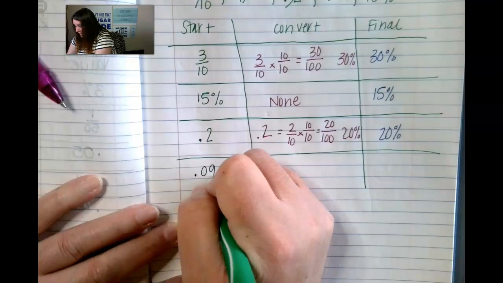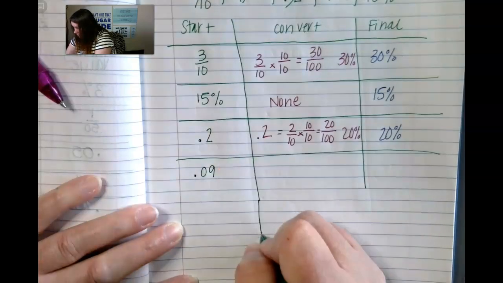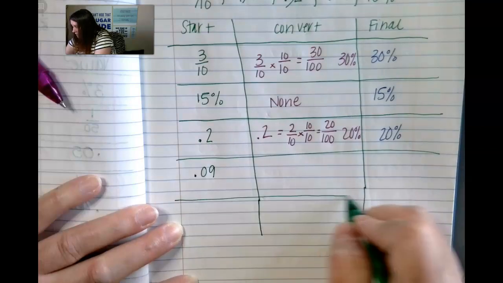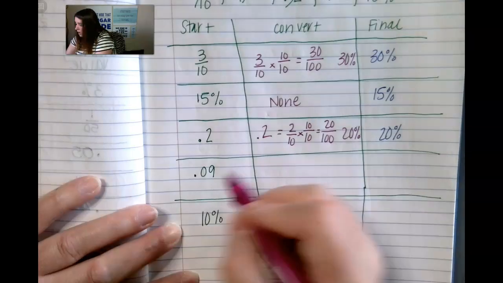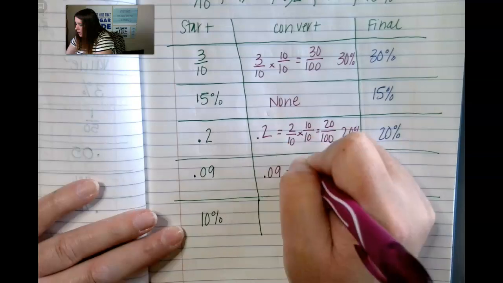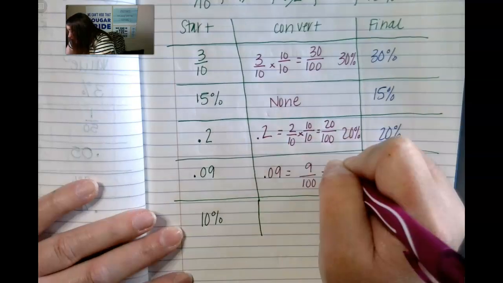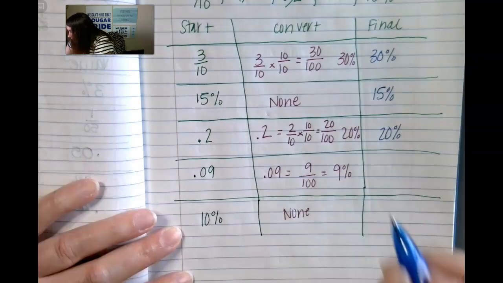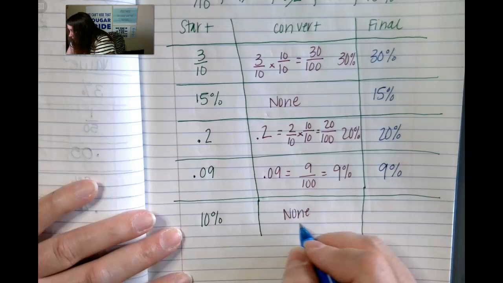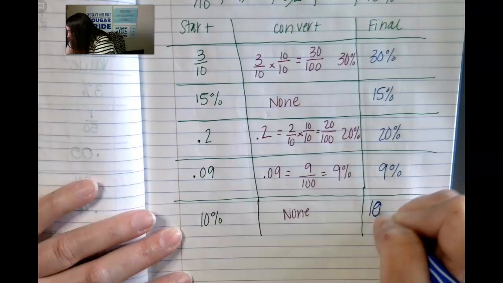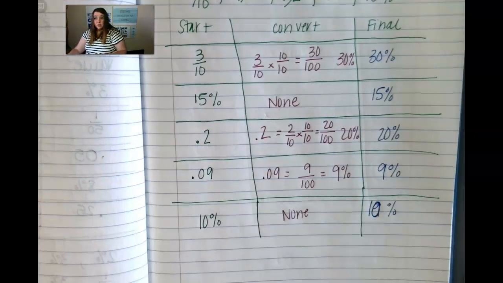Next is 0.09 or 9 hundredths. And I'm also looking at 10% as my last one. So 0.09 or 9 hundredths is equal to 9 over 100, which equals 9%. I'm going to write none right here since it's already a percentage. This one, 9%, is being compared over here, and then 10%, none. Oops, that's supposed to be 10%. Now we have to put them all in order from least to greatest.